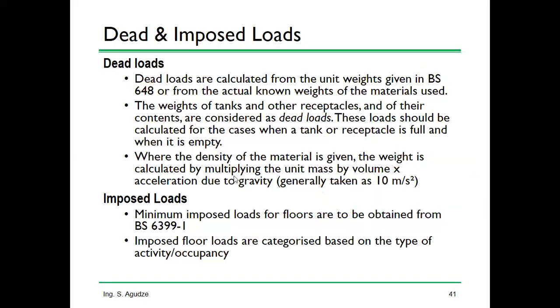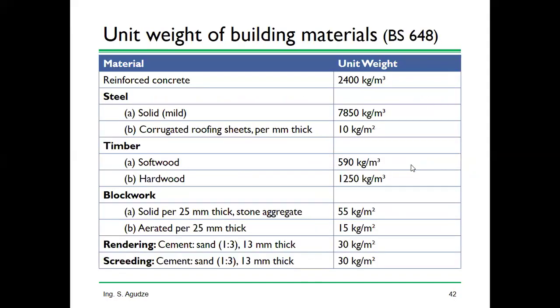So this table here is some examples I've picked from the BS648. If it is reinforced concrete, what is the unit weight? It is here, right? And then if it is steel, if it is solid, this is the weight. If it is corrugated roofing sheet per mm thick, it is here, right? Don't forget, if we say load, we must know the weight. And this is how you use it to calculate.